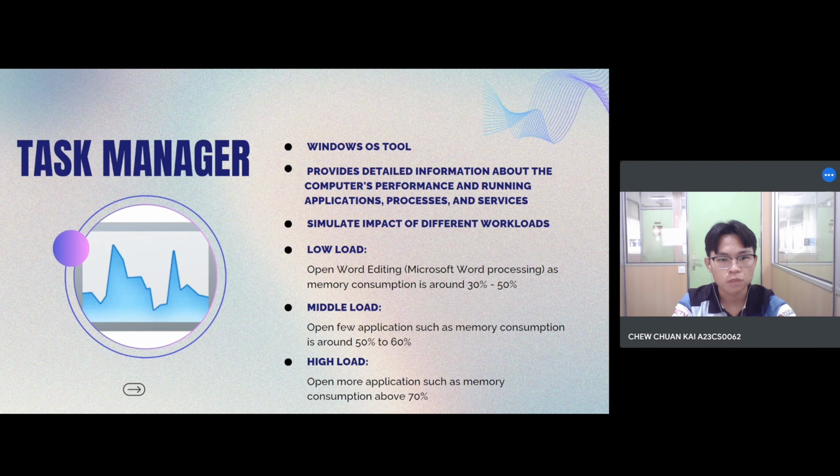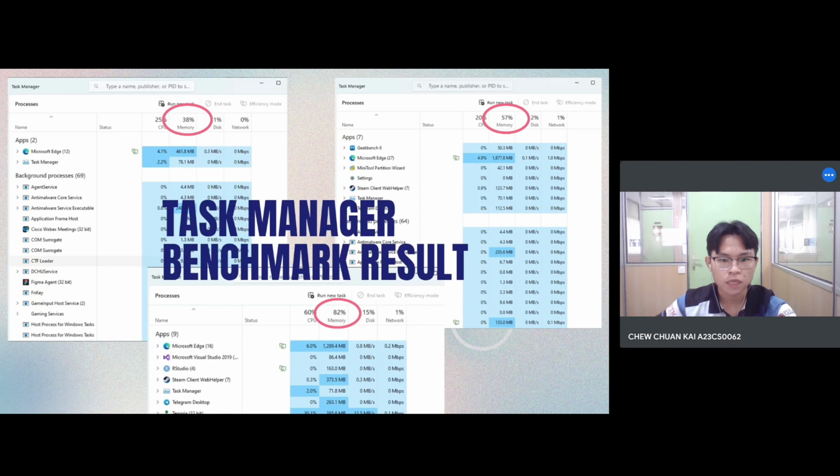For the next one is the Task Manager. This is the Windows operating system tool. It provides detailed information about the computer's performance and the running applications, processes, and services. It can simulate the impact of different workloads such as low load, middle load, and high load. And here is an example of the Task Manager benchmark result. Here is the low load example, this is middle load, and here is the high load.